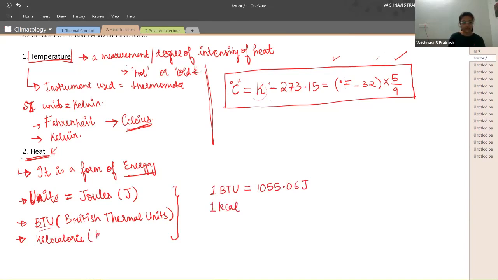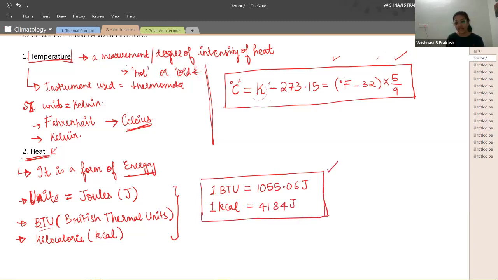So kilocalorie is written as small kcal. Okay, it is equal to 4184 joules. This is the conversion between all of these three units. You can keep this in mind. If you can, try and learn to remember, but otherwise we usually use joules because it's the SI unit, and this is how all of the other units are also expressed in terms of joules.